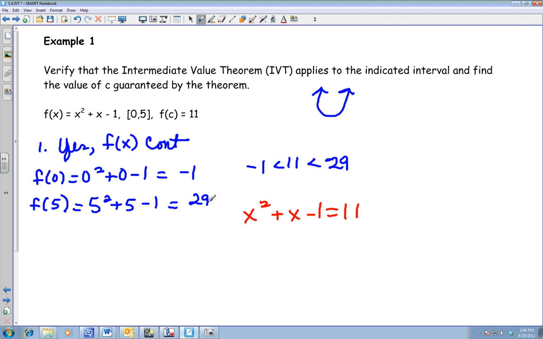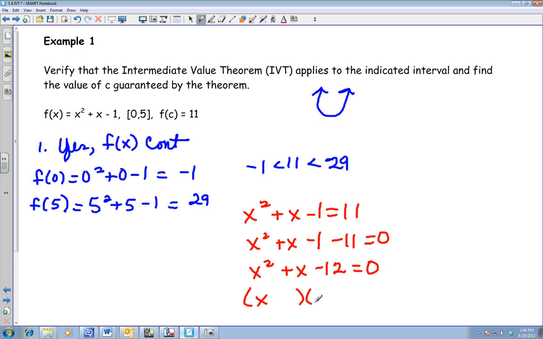Anytime you have a quadratic equation, I know this is quadratic because of the x squared, I have to set this equal to 0 and solve. So x squared plus x minus 1 minus 11 equals 0. X squared plus x minus 12 equals 0. And to solve this, there's lots of ways I can do it. I can factor this one now.